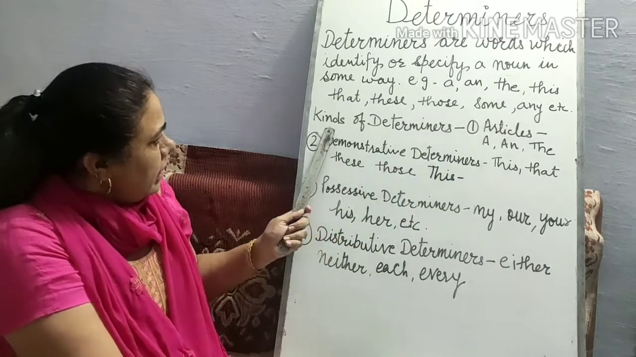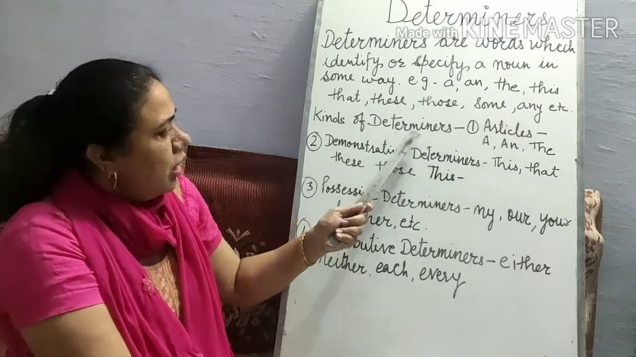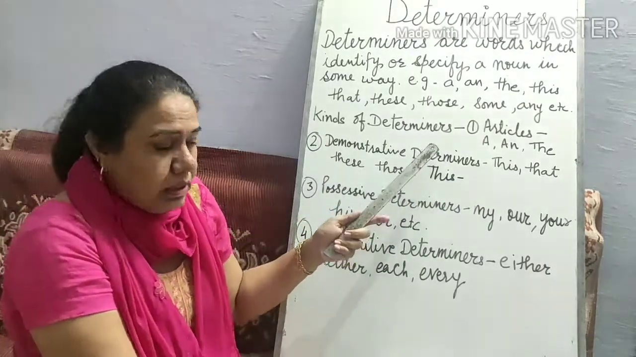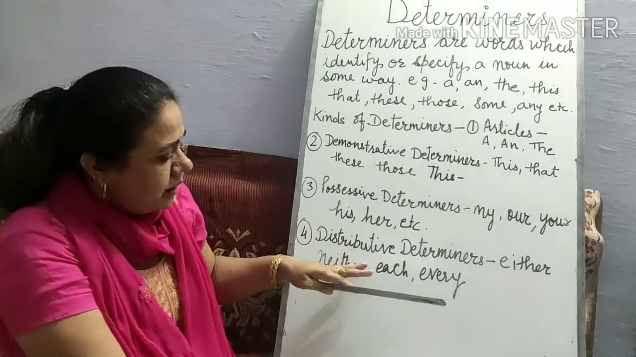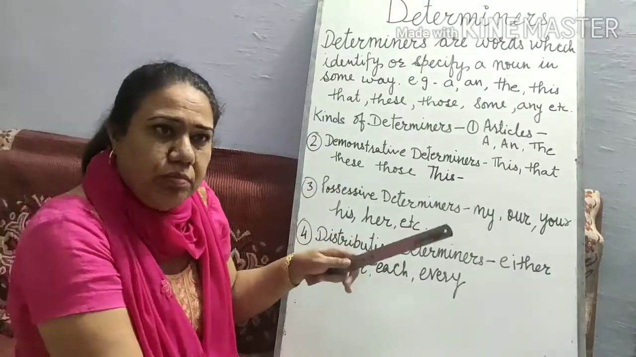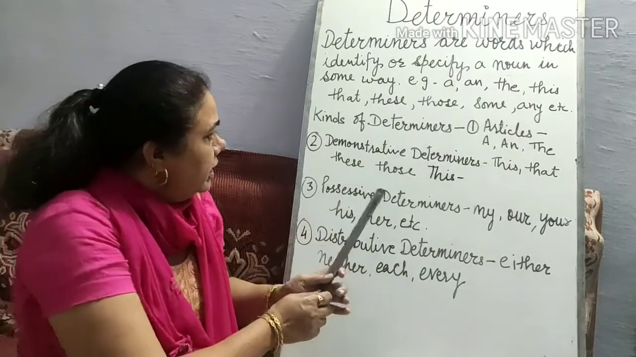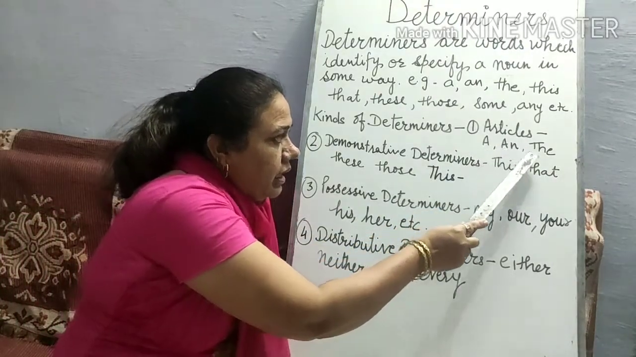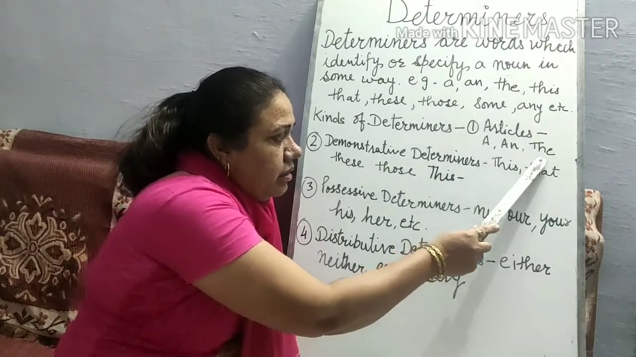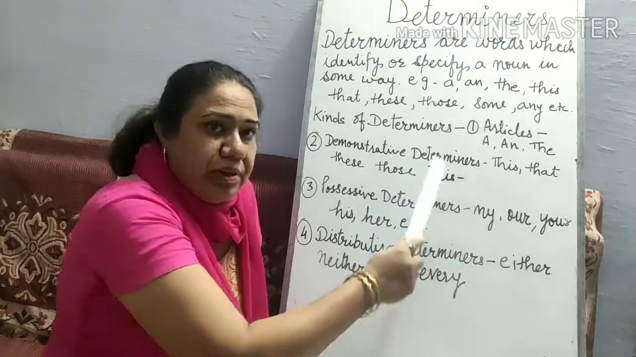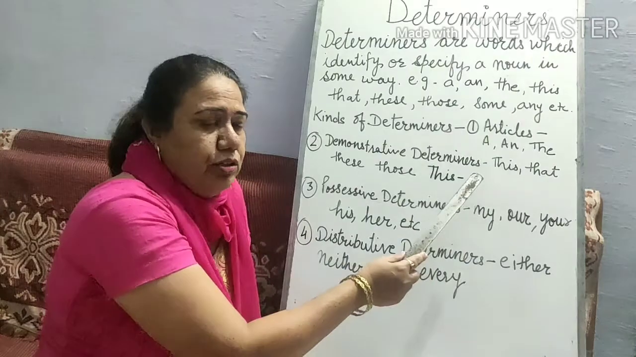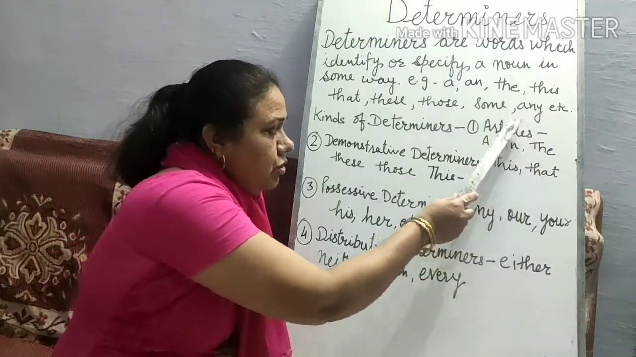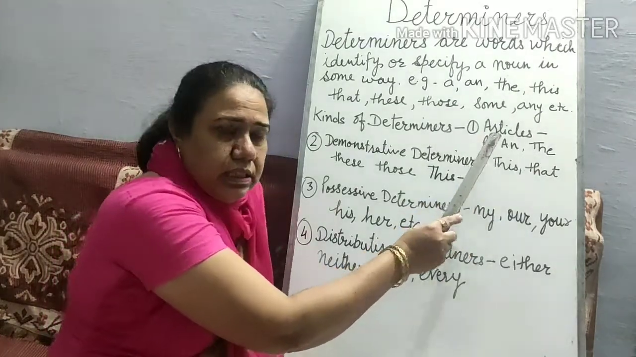Let us start with the kinds of determiners. How many kinds of determiners are there? There are 6 kinds, and I will explain them one by one. First we take articles. Articles are a, an, and the. You can see the separate video I have given on a, an, and the.